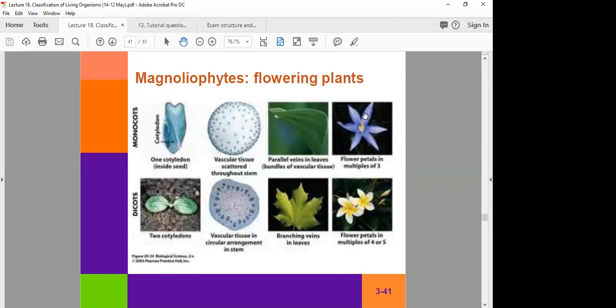All right, monocot flowers. The flower parts are present in threes or multiples of threes. This says flower petals, but it actually refers to all the flower parts. The petals, the sepals, the stamens, and so on. Whereas dicots, flower parts, are found in multiples of 4 or 5.